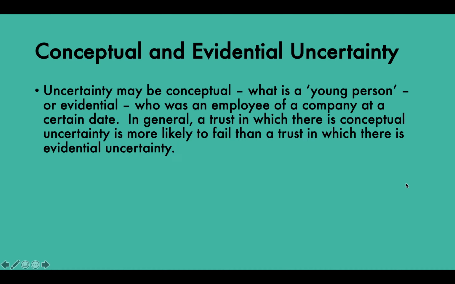We've also got evidential uncertainty, and so aside from the problem of interpreting the concepts used in the trust, which is conceptual uncertainty, it is possible that it is simply impossible to prove as a question of fact whether or not a beneficiary falls within a class. Therefore, evidential uncertainty refers not to the meaning of the words involved, but rather to the question of whether or not the claimant can prove that she falls within the class of beneficiaries.